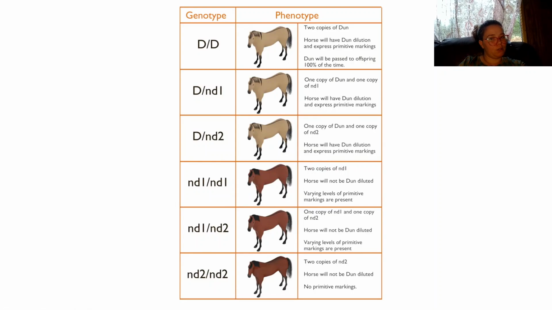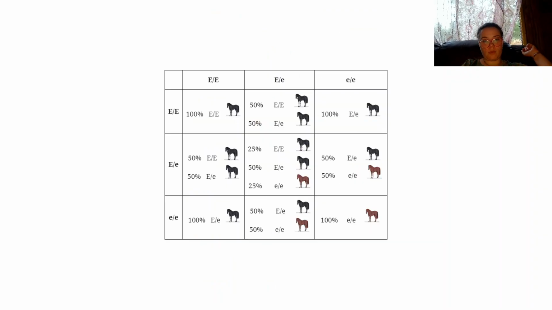Which means you should do your research. And it's expensive, I know. But if your heart is set on a dun baby, get your animals gene tested. There's places out there that will gene test your animals. And then you can know for sure that you will get that dun baby. That being said, this is just an example of those locus genes again.